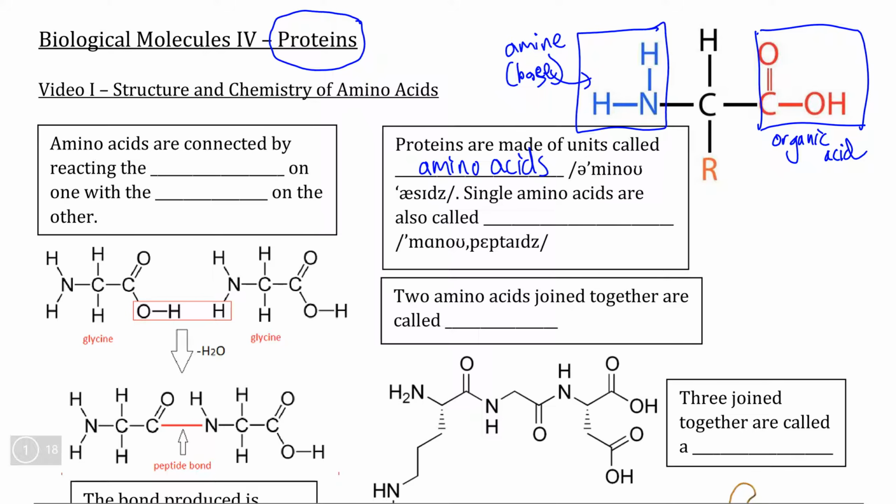The final component of amino acid structure is what we call an R group, which is actually not a single structure. The R group is actually a variable group, meaning that there are a number of different chemical structures that can take the place of the R that we see here.